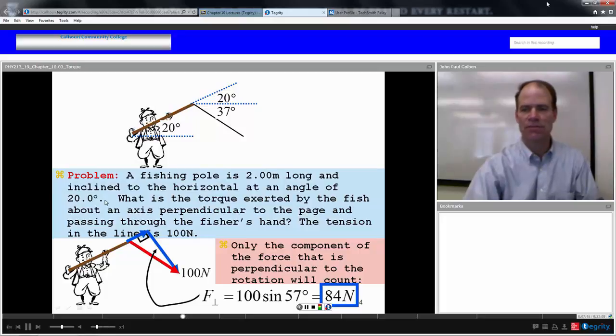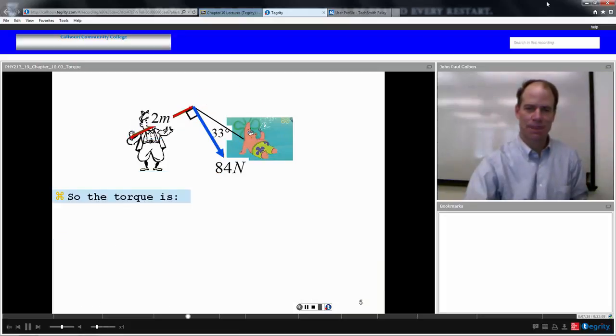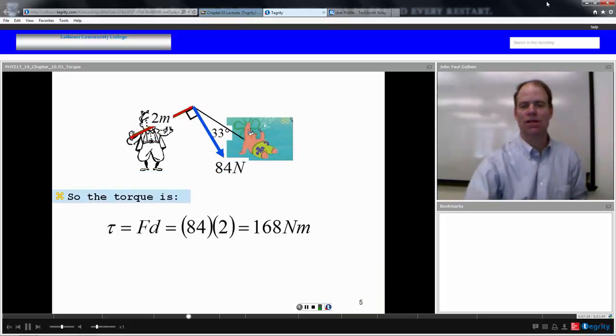So if we actually had a fish on the line, some fish pulling on that line, we'd have a moment arm and a perpendicular force of 84 newtons. So our torque is the force times the moment arm. 84 newtons times 2 meters for the length of the fishing rod is 168 newton meters.